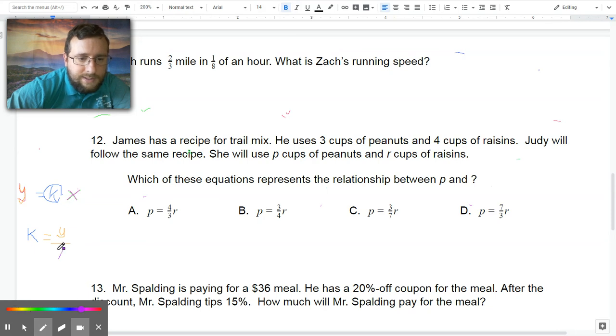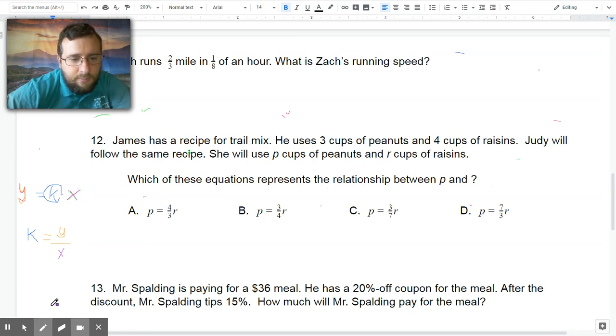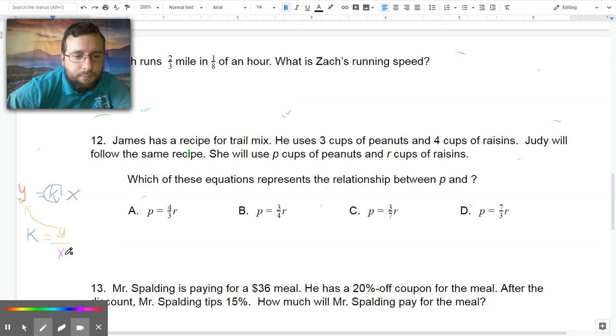So why does that matter? Because whatever number you placed on the top of your rate has to be the quantity that goes to the left on the equation. And whatever number you put on the bottom of your unit rate or your constant of proportionality has to go to the right of the equation next to the actual constant.